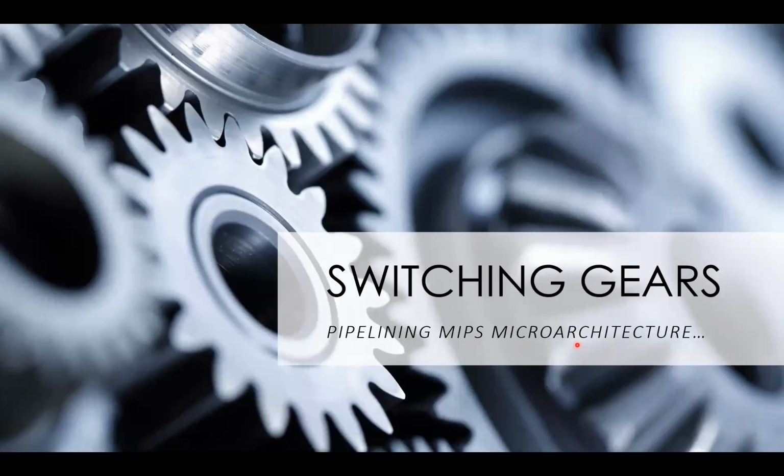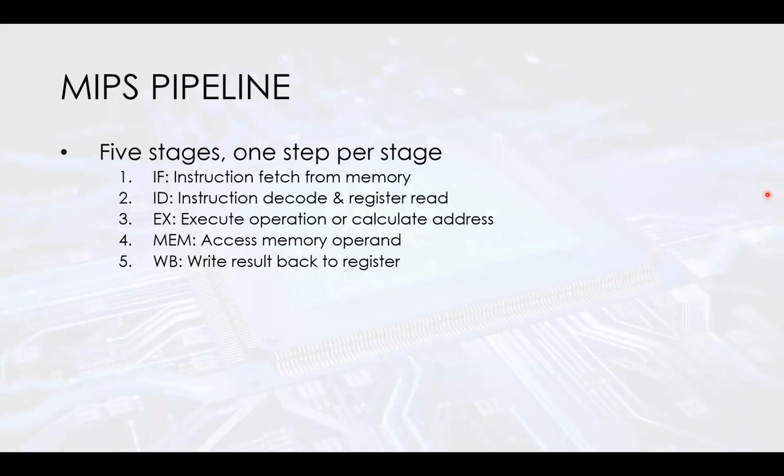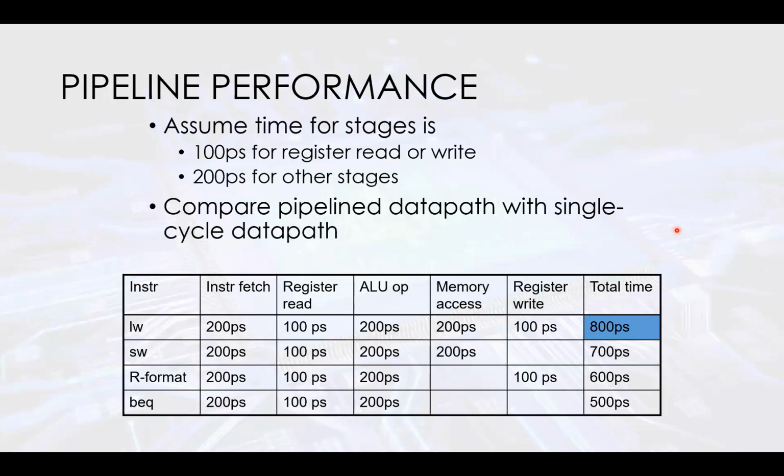All right, so the very last part of this chapter is to really talk through how pipelining impacts the MIPS microarchitecture. So just like we looked at earlier, we essentially can start off with 5 stages. So the instruction fetch from memory, decoding of the instructions, and then the execution, memory access, and then the write back. So let's just say, for instance, that we assume that a register read or write takes 100 picoseconds, and that all the other stages take 200 picoseconds.